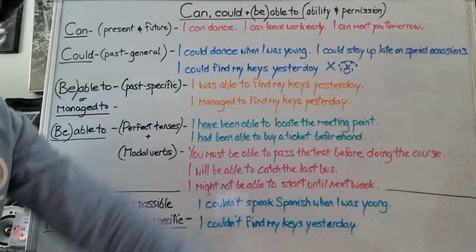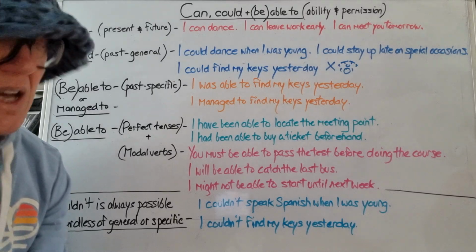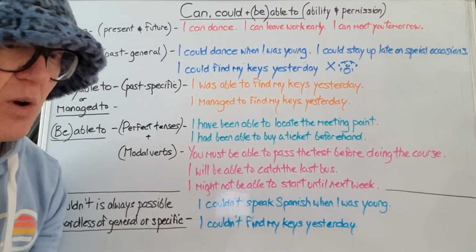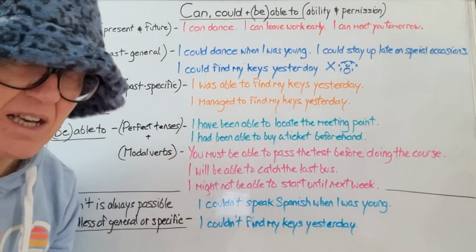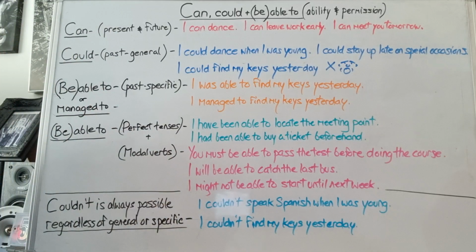And I can meet you tomorrow. That's obviously the future. Well, I suppose this is the future as well. It could be ability or permission. For example, if you are able to do it, it's ability, and if someone tells you you can do it, you have permission. So it depends on the context.